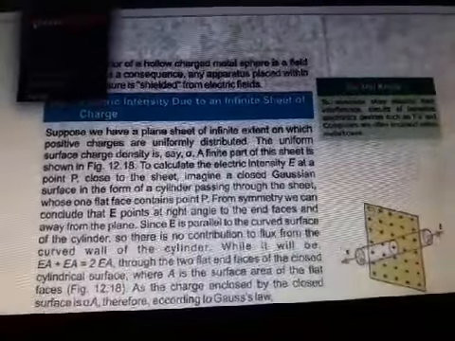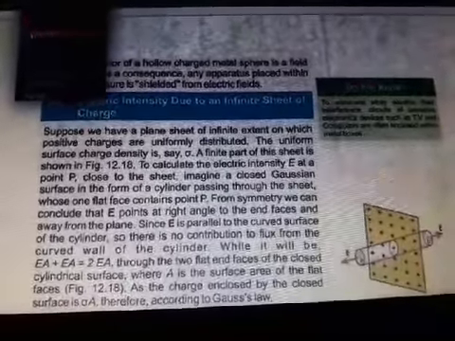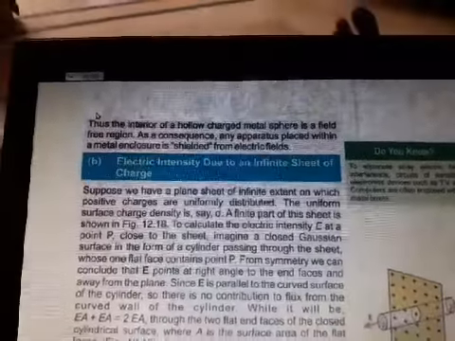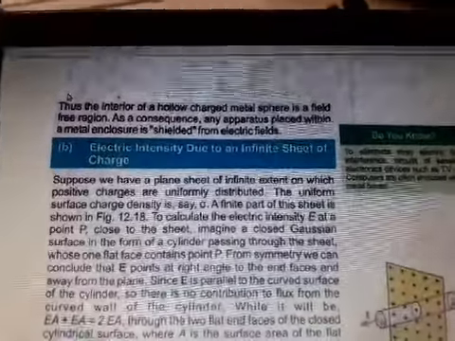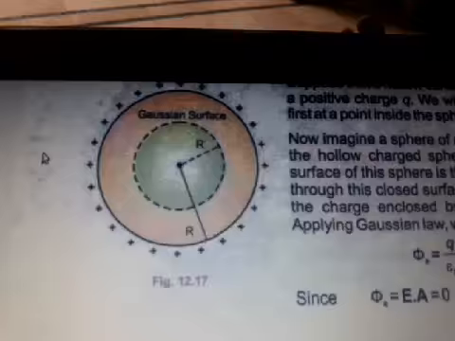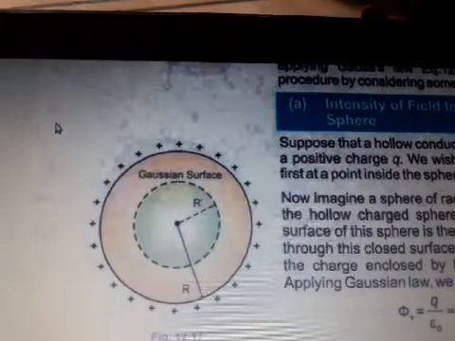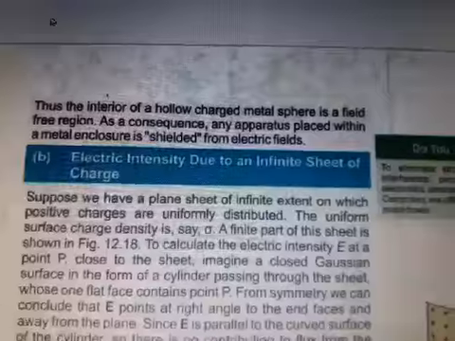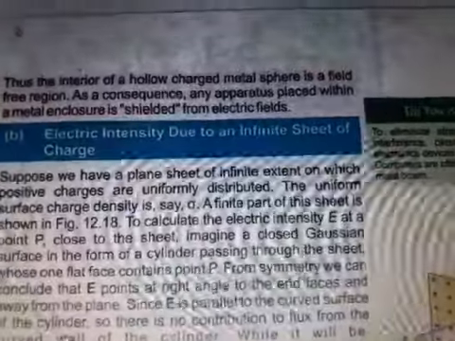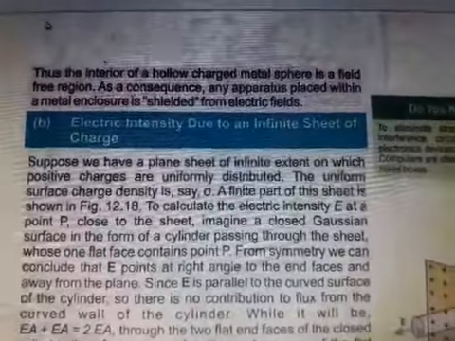The first application of Gauss law was to find electric field intensity inside a hollow sphere. That was zero. The electric field intensity in the interior of the hollow sphere was zero because no charge was present within the surface of the sphere. Today's application is to find electric field intensity due to an infinite sheet of charge.